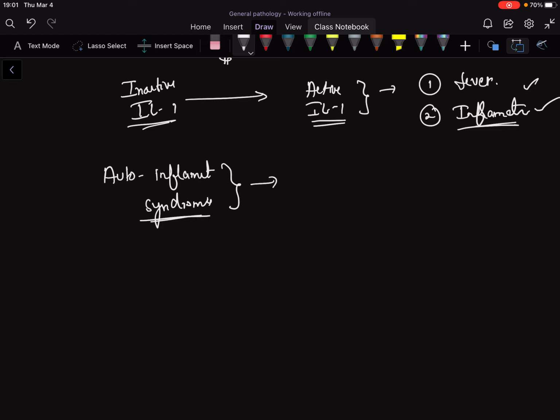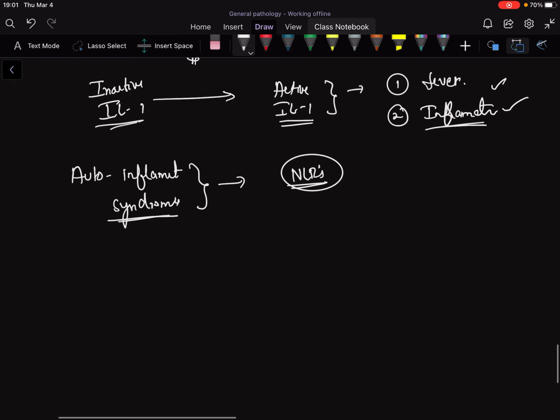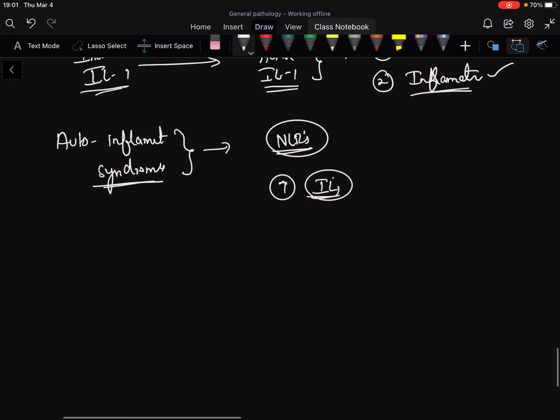In autoinflammatory syndromes, the NOD-like receptors are mutated. What happens if the NOD-like receptors are mutated? There will be increased conversion of inactive interleukin 1 into active interleukin 1, and this will eventually cause fever and inflammation.